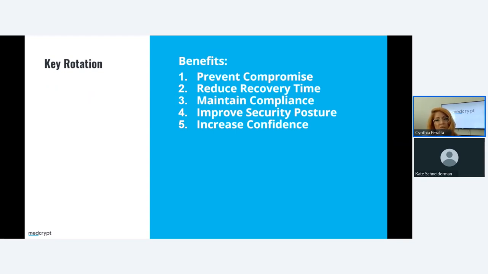You want to prevent compromise. As we just mentioned, one of the main reasons to rotate keys is to prevent them from being compromised in the first place. Just like you change the locks on your doors if you lose your house key, rotating keys helps to ensure that old, potentially compromised keys are no longer being used. You also want to reduce recovery time. If a key is compromised, rotating keys can help reduce recovery time and minimize the impact of an attack. By having new keys in place, you can quickly revoke access for the old keys and limit the damage that can be done.